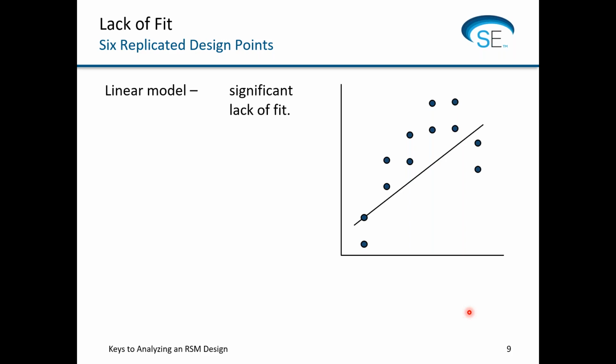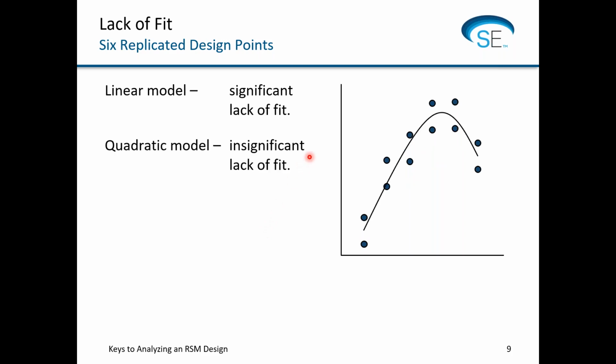Let's say that you had 6 design points. So I have a point 1, 2, 3, 4, 5, 6. And I do 2 runs at each of those design points. And I get the data as shown here, all the dots, that's the data. And I attempt to fit a linear model through that data. When I fit this linear model, I'm going to get a significant lack of fit. You can see that this model doesn't fit the data. If I then went ahead and fit a quadratic model, I'm going to have insignificant lack of fit. You can see how this model fits much, much better.